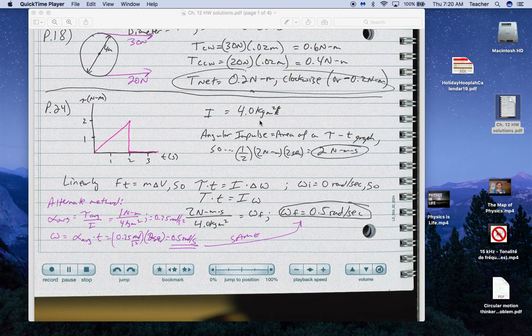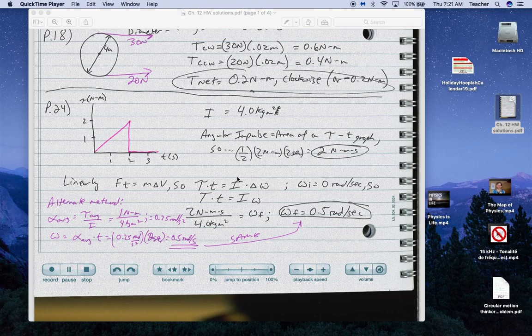At any rate, we know that the moment of inertia of the system is 0.4 kilogram meters squared. So the angular impulse is the area of this graph, torque versus time. So when I multiply those together, which is a triangle, I get 2 Newton meter seconds, which are kind of weird units. But then again, Newton seconds are also kind of weird units. So if the linear formula for impulse momentum is Ft equals m delta v, then for angular systems it would be torque times time equals moment of inertia times delta omega.